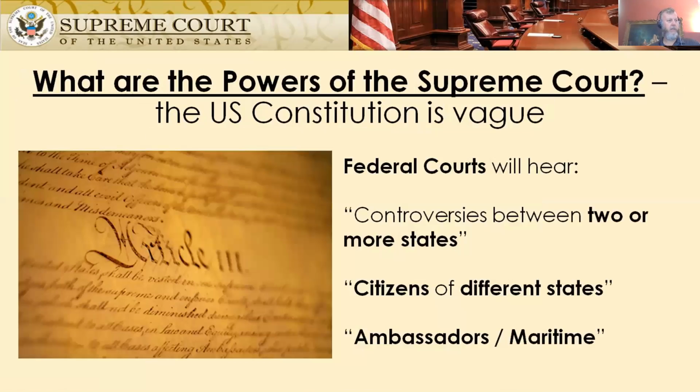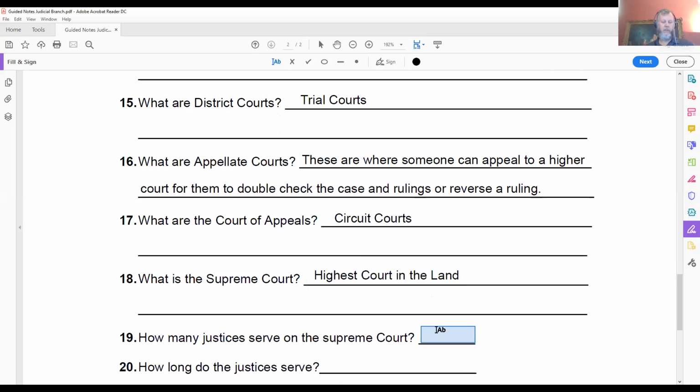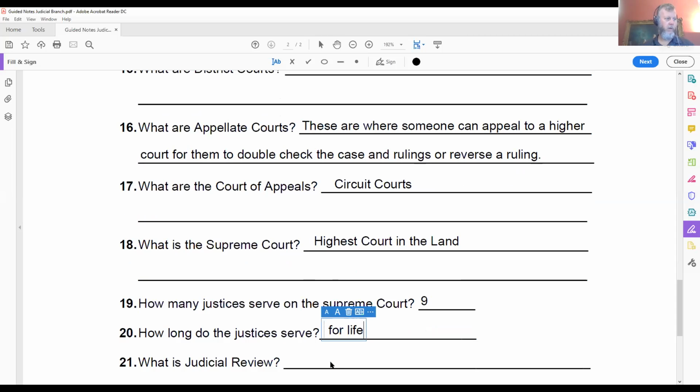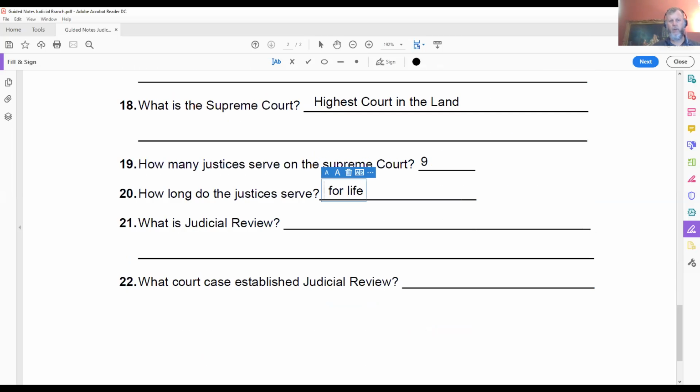All right, and now before we do this, let's go back to our guided notes. And what is the Supreme Court? It is the highest court in the land. All right, how many justices are there? That's right, 9. And how long do they serve? For life. So that gets us down to the last 2 questions, except we're going to need to do one other slide of information.